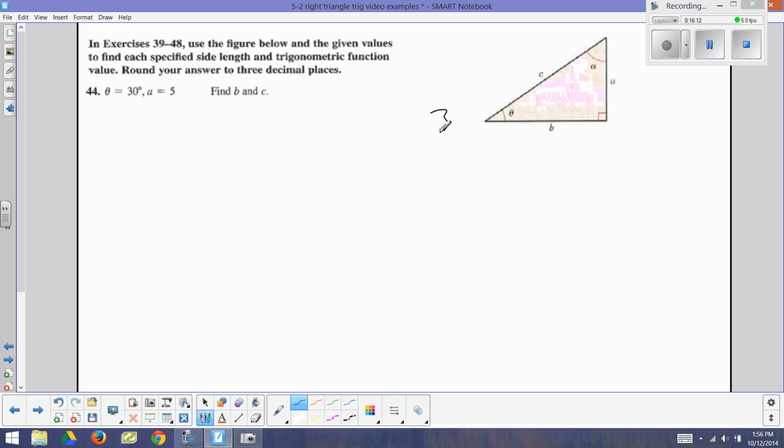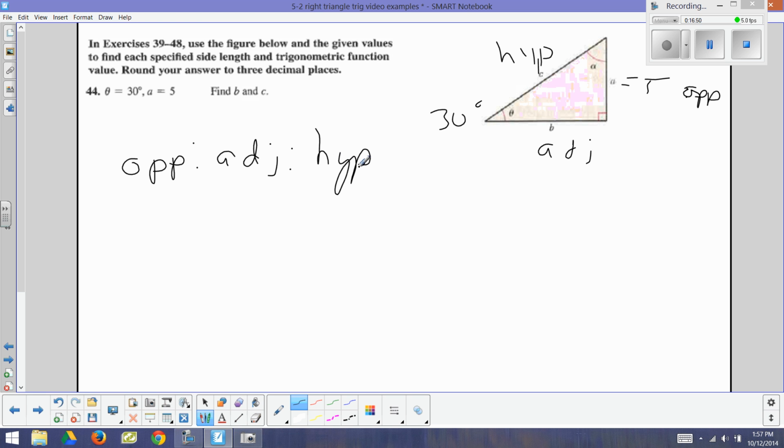44. Your angle is 30 degrees, and A is 5. I'm going to do this two ways, one with a calculator and one without the calculator. First, I'm going to do this without the calculator. Without the calculator, I know that this is my opposite side, this is my adjacent side, and this is my hypotenuse. So I know in a 30-degree triangle that the opposite of 30 is 1, the hypotenuse is 2, and the adjacent is radical 3.